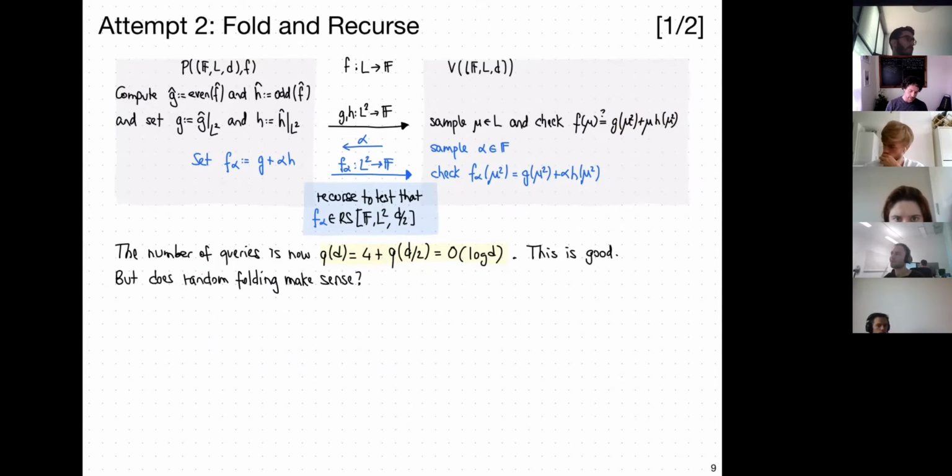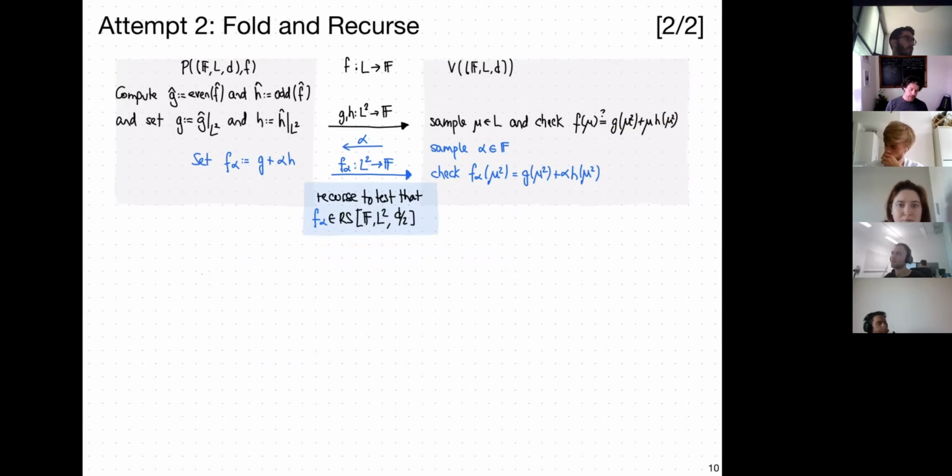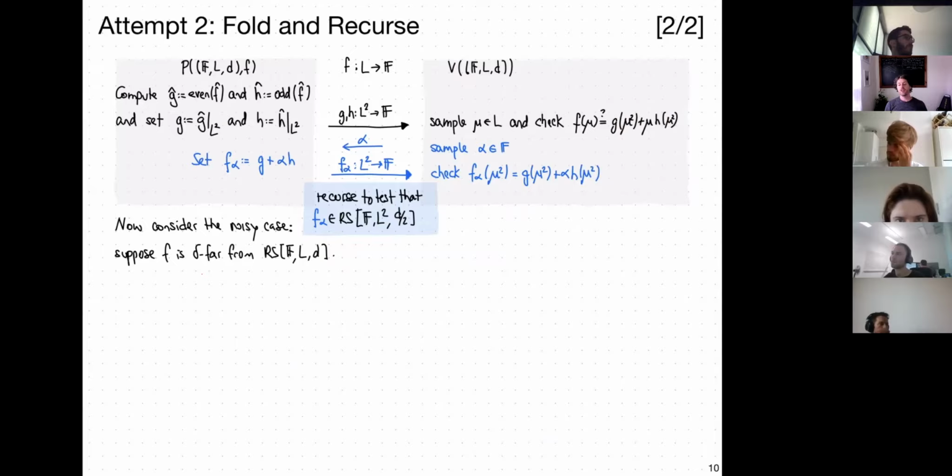Okay, good. So that was that. And now we want to consider the general case. What is the general case, which is noisy? It means that the prover doesn't have to send us a polynomial which is of degree greater than d, but rather he can send whatever he likes, right?